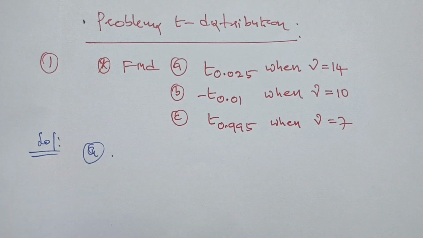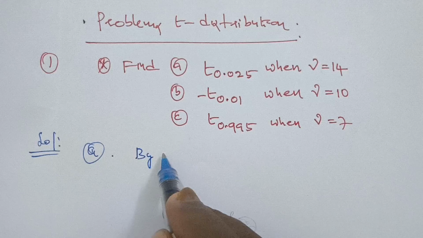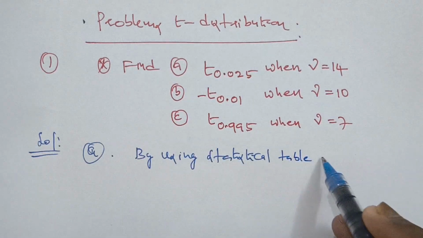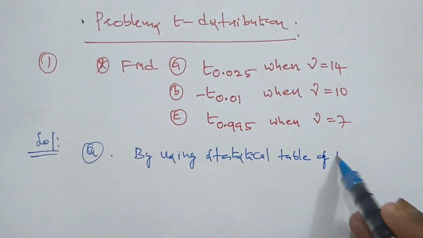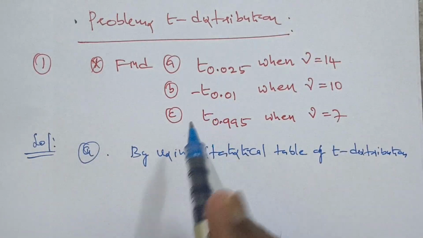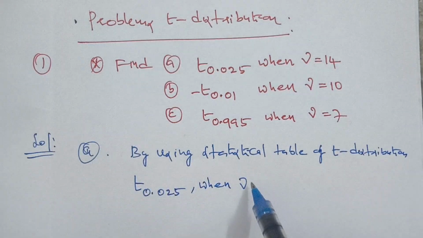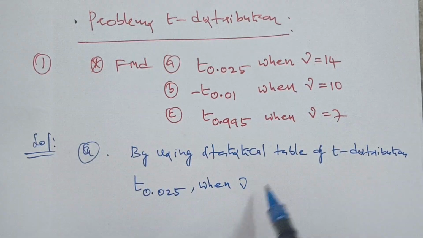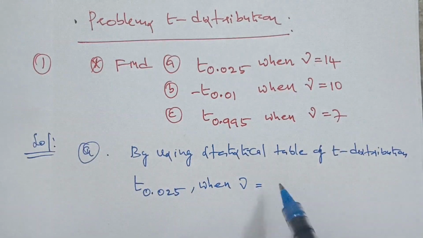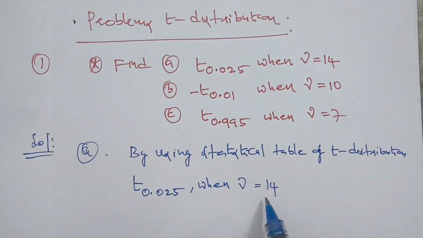Hello everyone. In the last lecture, we discussed the concept of t distribution. In this lecture, we are going to find some problems on that concept. To solve these three problems, we are using the t distribution table, that is the statistical t distribution table. The first problem is t 0.025 when nu equals 14. Nu means here degrees of freedom.